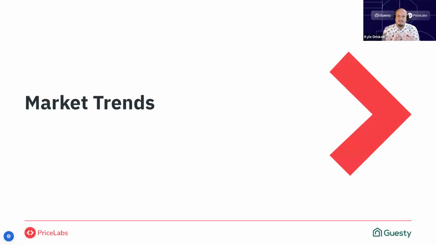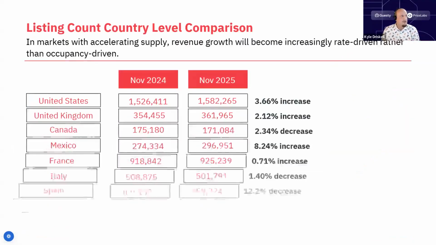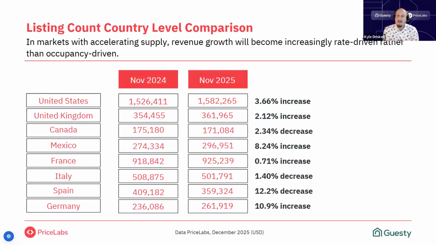Now, to successfully do that, you have to be able to interpret some market trends. And what I want to focus on now is how supply changes and how this impacts you. Again, we had a great audience, people from pretty much all over. We saw Qatar, I think we saw South Africa, pretty much everybody. But up here, what I've got for you is, based at the country level, what we're seeing with listing counts.